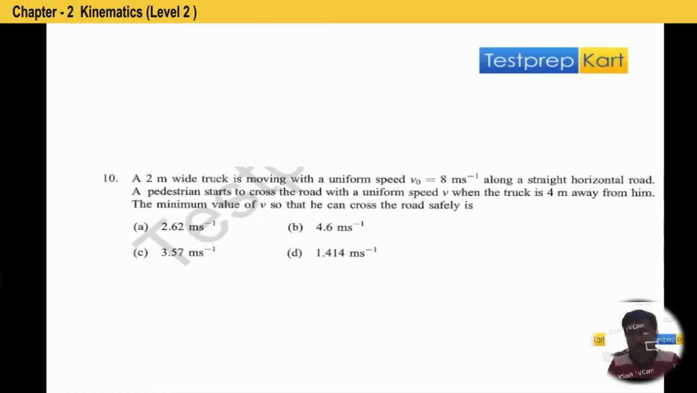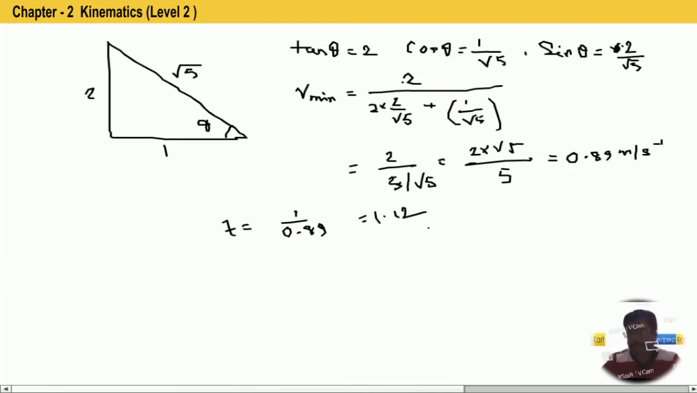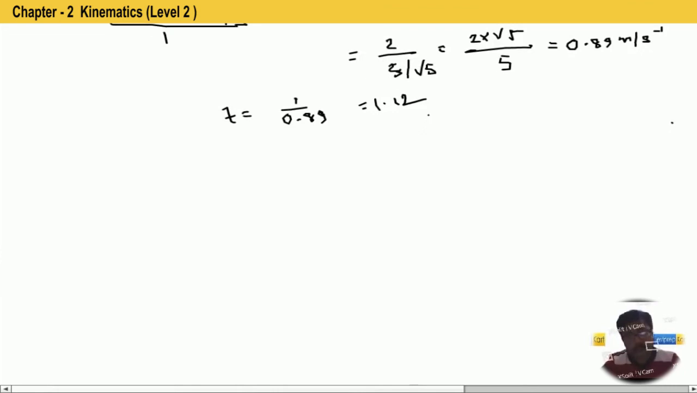A 2-meter wide truck is moving with a uniform speed V naught, 8 meters per second, along a straight horizontal road. A pedestrian starts to cross the road with a uniform speed V when the truck is 4 meters away from him. The minimum value of V so that he crosses the road safely. The same question that I have solved before. In this kind of question, that is very, very important for the IIT Mains exam.